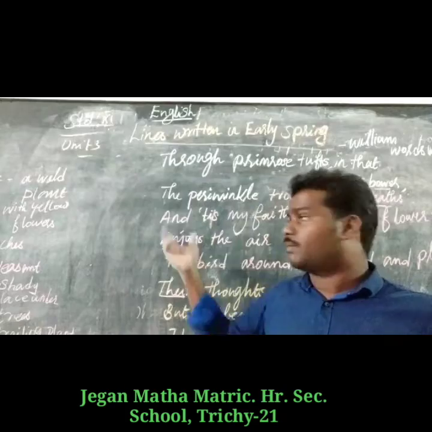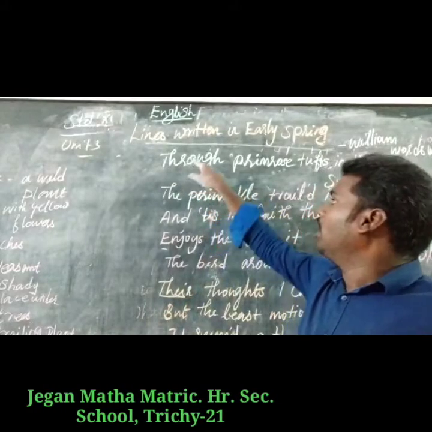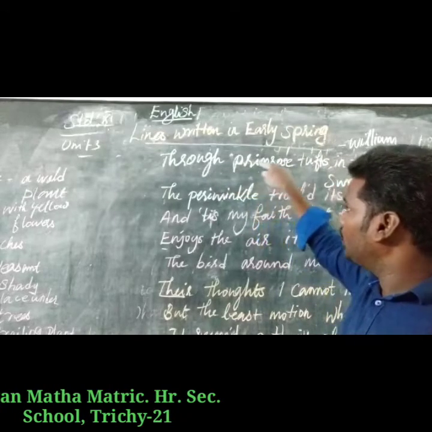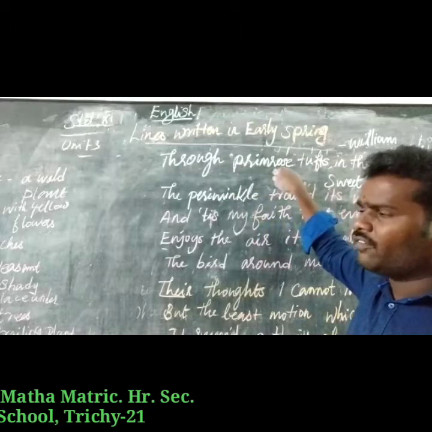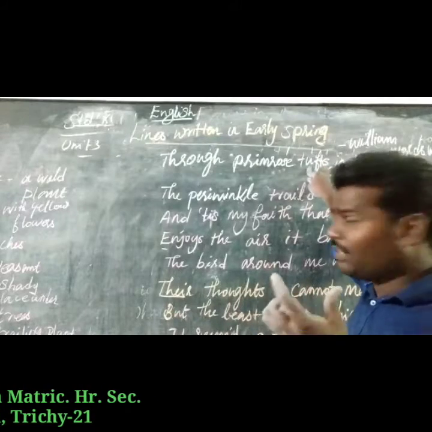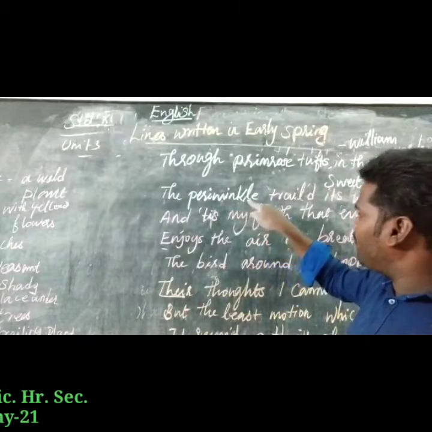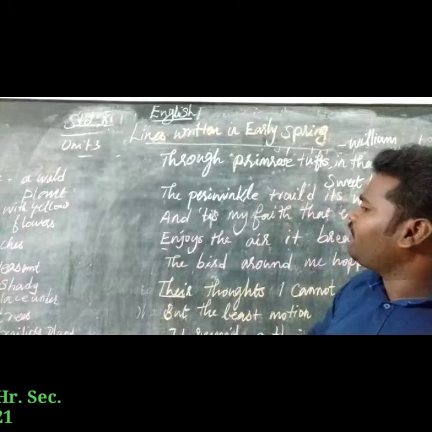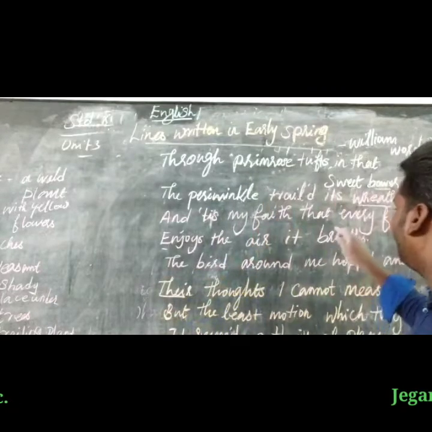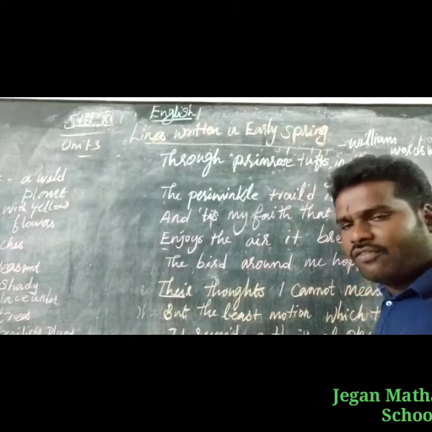This nature, everything the author has given here is about nature. You have to read this poem again. And through primrose tufts in that sweet bower. Primrose, as I have said, is a wild plant with yellow flowers. Tufts means bunches, groups. The group of yellow flowers in that sweet bower, sweet shady place under the tree. The periwinkle tried its wreaths. Periwinkle here is a trailing plant with large blue flowers. Wreath means an arrangement of flowers.